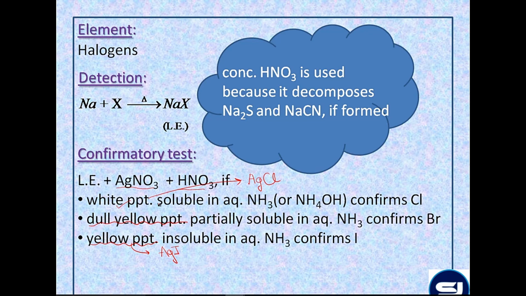So if it is only the individual detection of halogen, we don't want the sulfur and the nitrogen to interact, and that is why the HNO3 is very crucial over here, because it will decompose sodium cyanide and sodium sulfide if at all they are formed. So HNO3 in the detection of halogen is used because it decomposes Na2S and NaCN if it is formed.